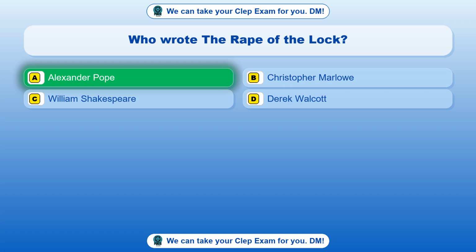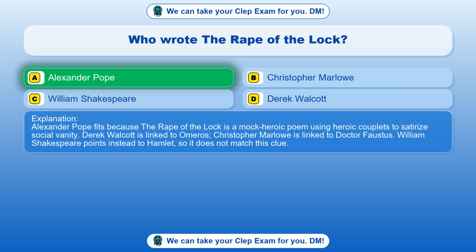Alexander Pope. Alexander Pope fits because The Rape of the Lock is a mock-heroic poem using heroic couplets to satirize social vanity. Derek Walcott is linked to Omeros, Christopher Marlowe is linked to Dr. Faustus. William Shakespeare points instead to Hamlet, so it does not match this clue.